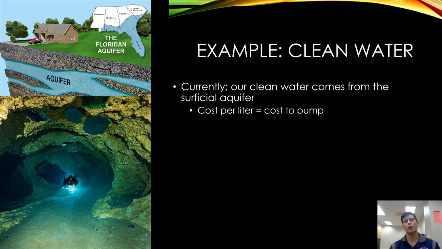So currently we get our water from the Floridan aquifer, with the exception of Bay County, which is literally the only county which gets the majority of its water from surface reservoirs, from Deer Point Lake. The rest of Florida gets the majority of its water through the Floridan aquifer, and you can see the Floridan aquifer in the map on the top left corner of your screen.